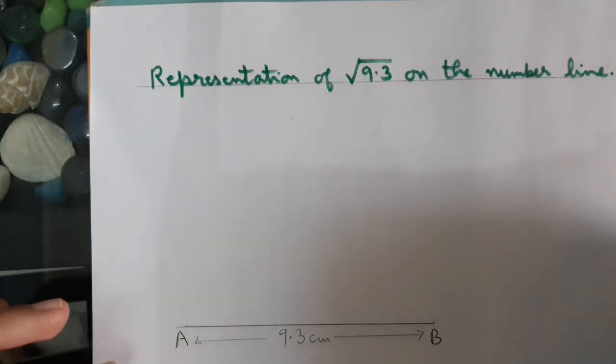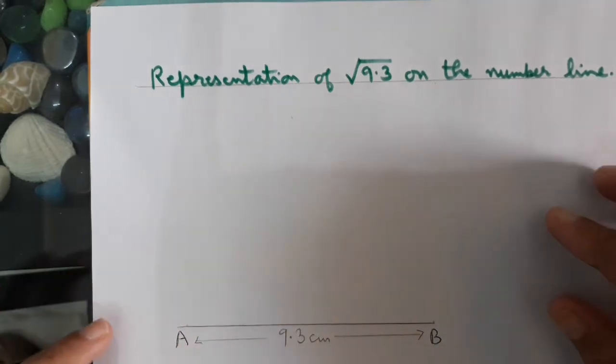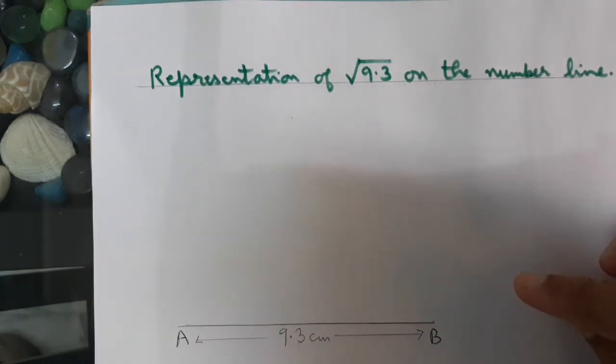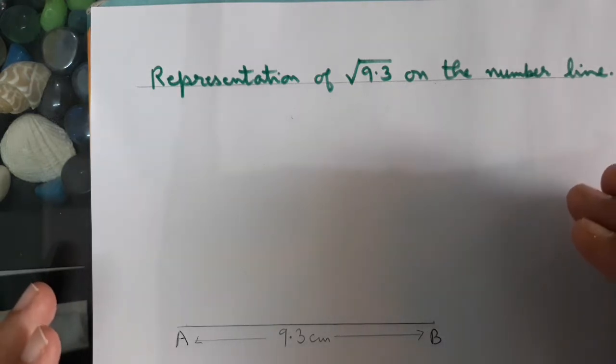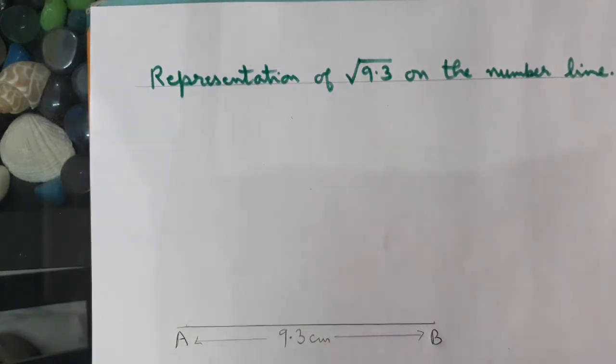Good morning students. In this video we will study the representation of under root 9.3 on the number line. First of all, we draw a line segment AB of length 9.3 centimeters. You can pause the video and do the construction side by side. So we have taken AB of length 9.3 centimeters.